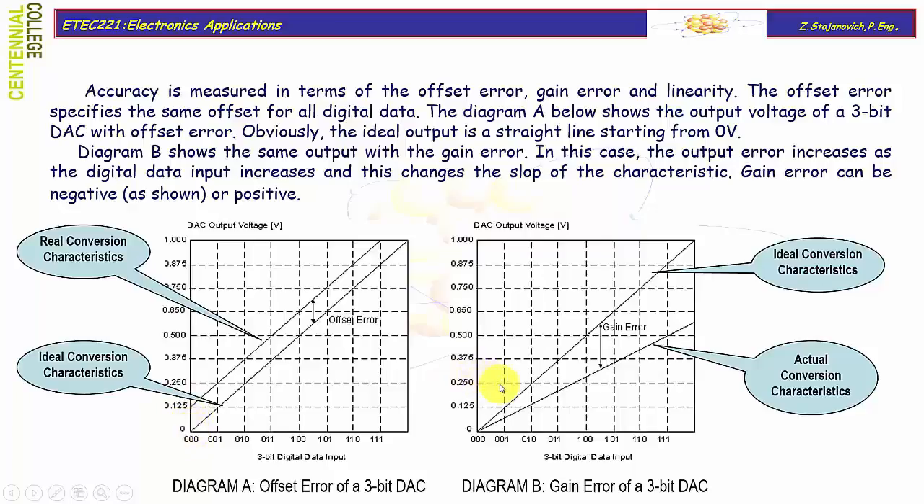Diagram B shows the same output with the gain error. In this case, the output error increases as the digital data input increases, and this changes the slope of the characteristic. Gain error can also be either negative or positive. Once again, this would be the ideal conversion characteristic, but you can see the actual output of a DAC can either have a lower or higher value of the output voltage for the same input word. This difference is called gain error.